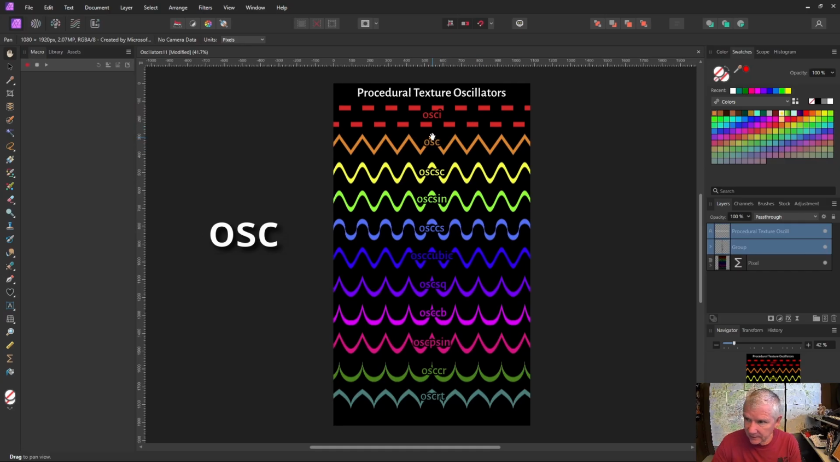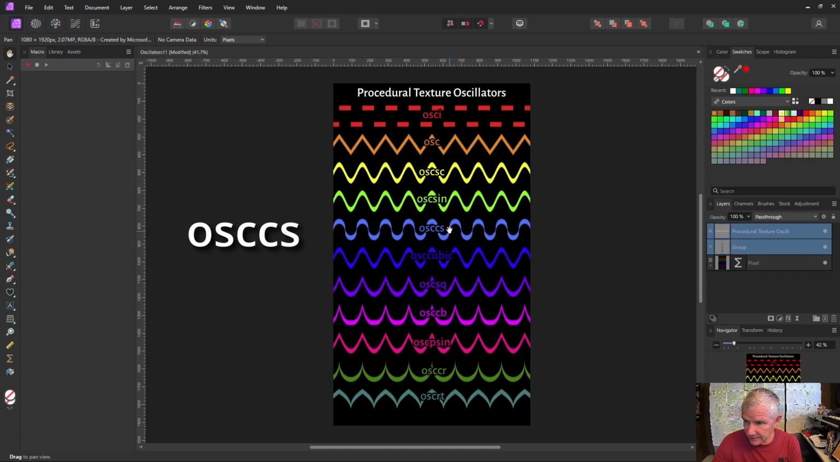Then there's the osc, the linear oscillator, where it connects the two levels with a straight line. Then we have the osci, which is the S-curve oscillator, which is sort of a smooth oscillator. And then the oscsin, which has a sinusoidal shape. And there isn't very much difference between those two, but there is a slight difference.